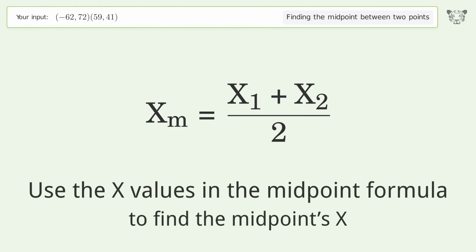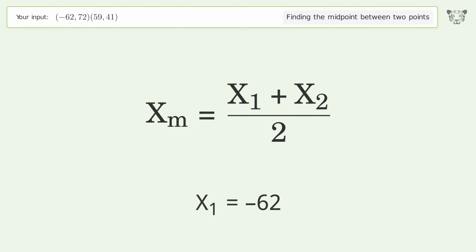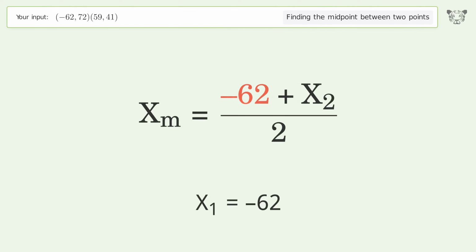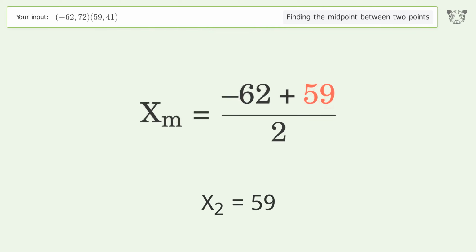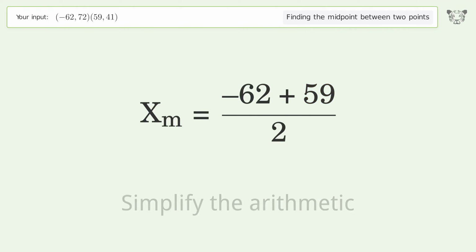Use the x values in the midpoint formula to find the midpoint's x. x1 equals negative 62. x2 equals 59. Simplify the arithmetic.